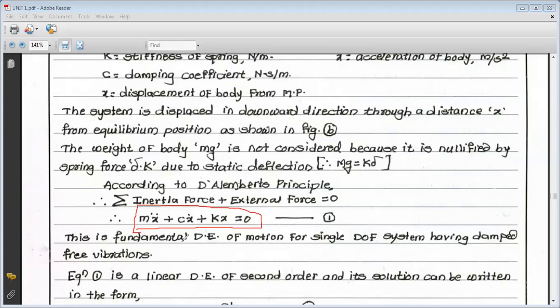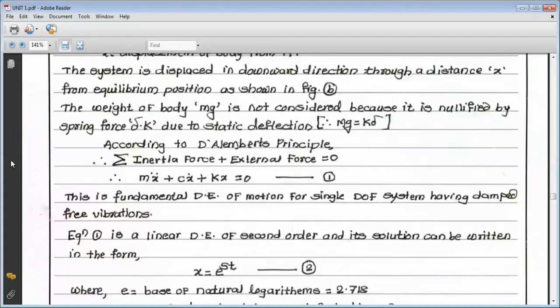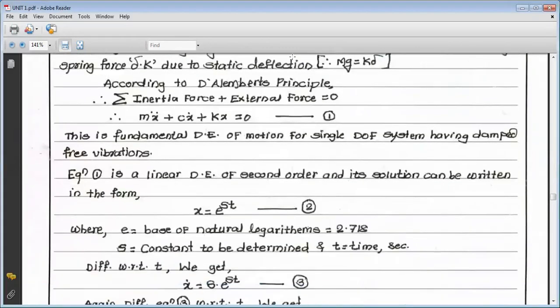Now equation 1 is in linear form and it is a second order differential equation, because there is d2x by dt square, that is x double dot. For a linear second order differential equation, the solution can be written in the form x equals e raised to st. What is equation 1? That is this equation.